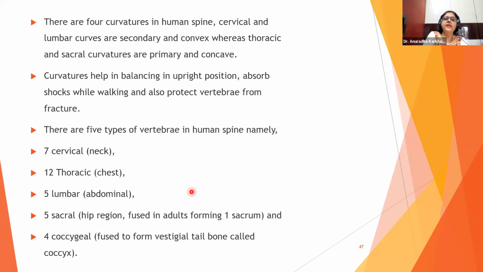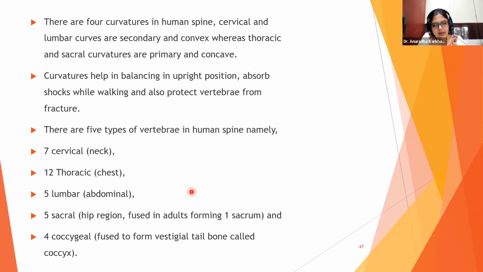See, there are 4 curvatures in human spine. Cervical and lumbar curves are secondary and convex, whereas thoracic and sacral curves are primary and concave. What do you mean by primary and secondary? So initially, when the vertebral column is being made, they are almost going to be in the concave position.